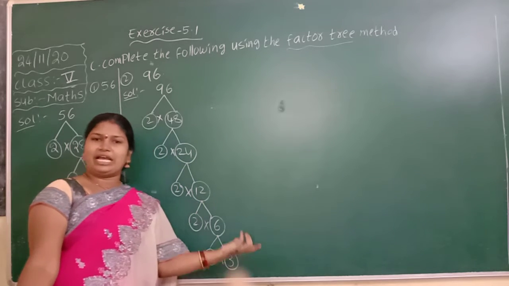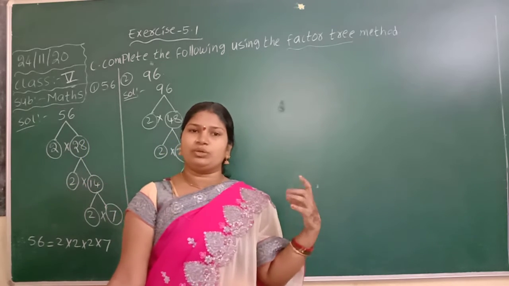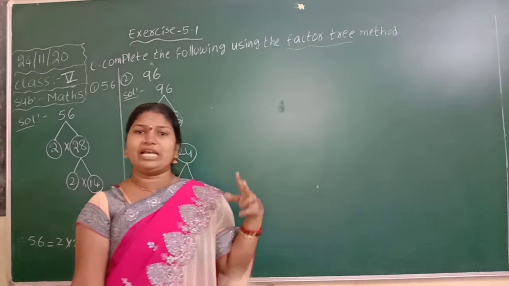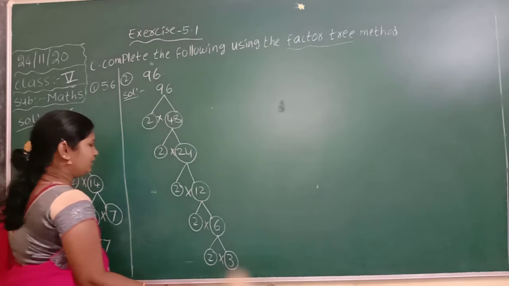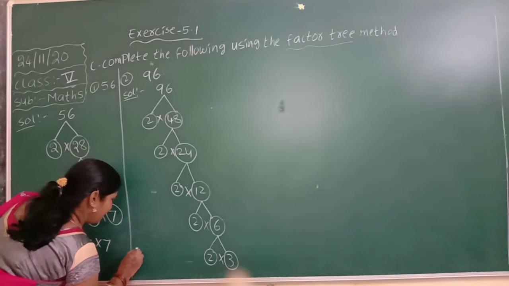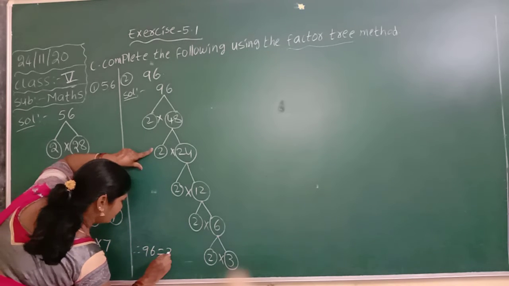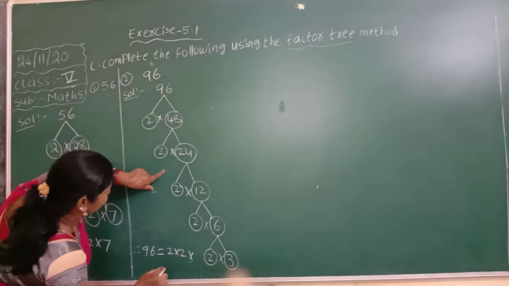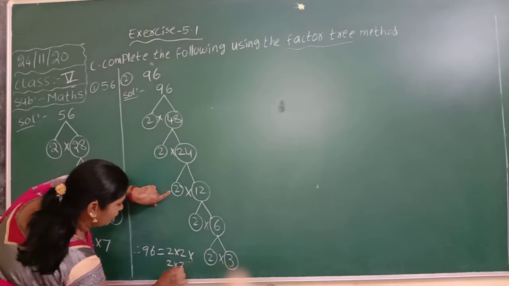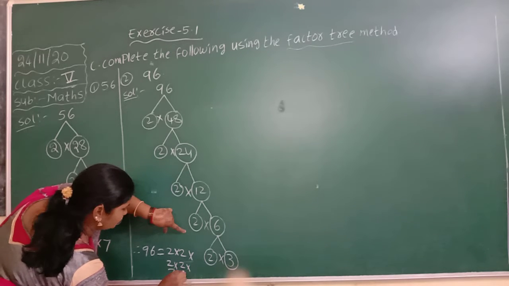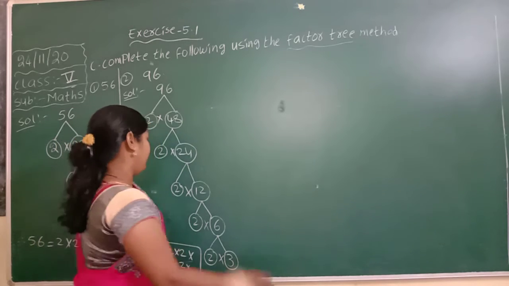Here 2 and 3 are known as prime numbers. What do you mean by prime numbers? If a number has only 1 or 2 factors, it is known as a prime number. Here 2 and 3 are prime numbers. You should write down the answer. Therefore, 96 is equal to 2 into 2 into 2 into 2 into 2 into 3. These are the answers. Okay.